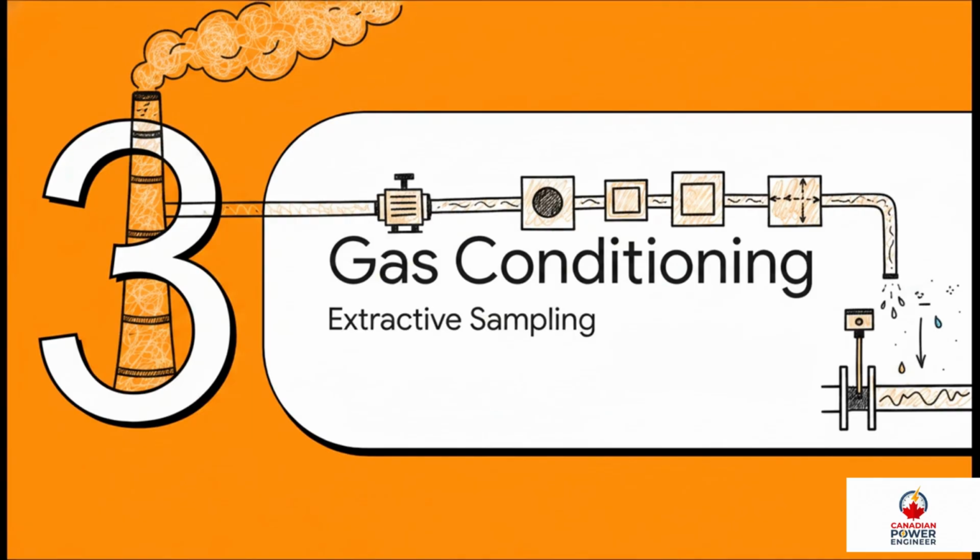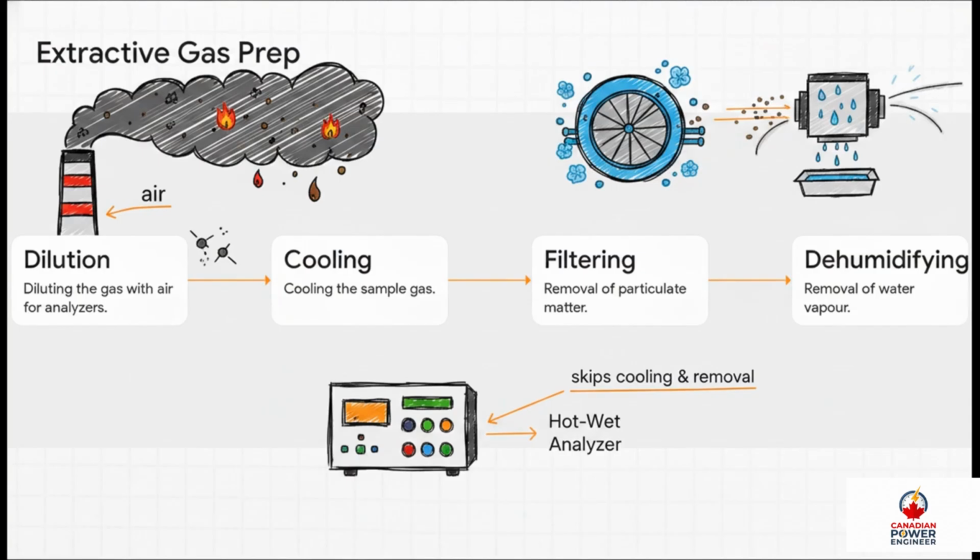Let's move on and see how this builds in Section 3, Extractive Gas Conditioning. When you draw hot, dirty gas right out of a stack, you can't just feed it straight into a delicate chemical analyzer. It would destroy the equipment. It has to go through a very strict conditioning flow path first.